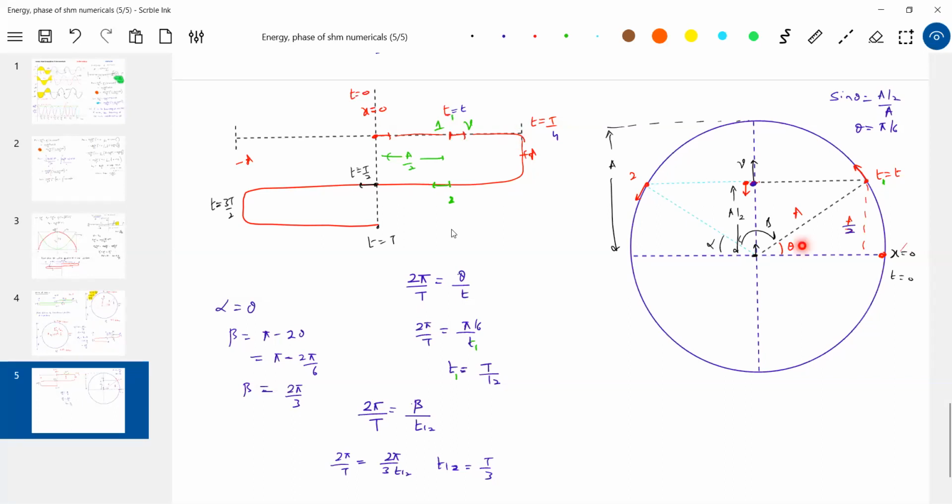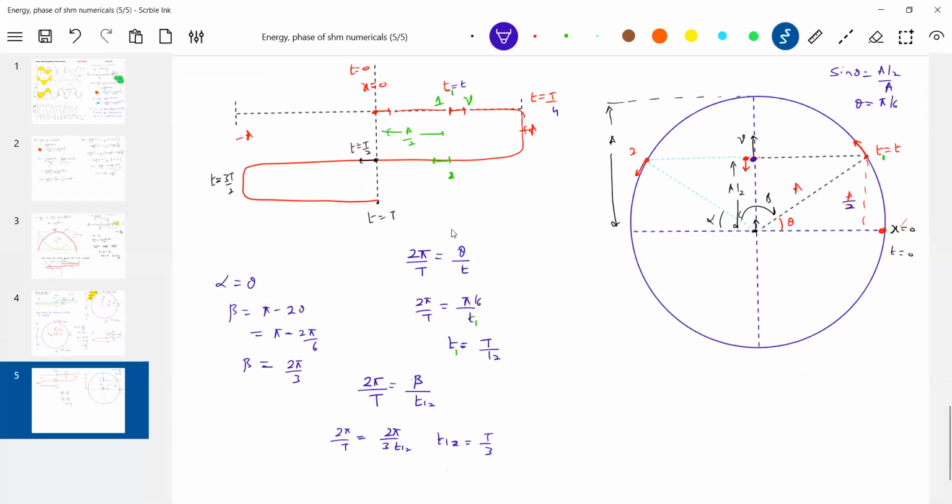Now, if this is pi by 6, what can be the remaining part? In pi by 2, you subtract pi by 6. So what is the time taken to move from... let me put it here. What is this T12? I think T12 is understood: the time taken to move from 1 to 2, from plus A by 2 with velocity. I'll write it, somebody is asking.